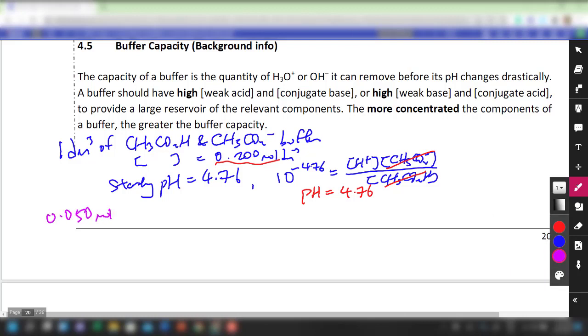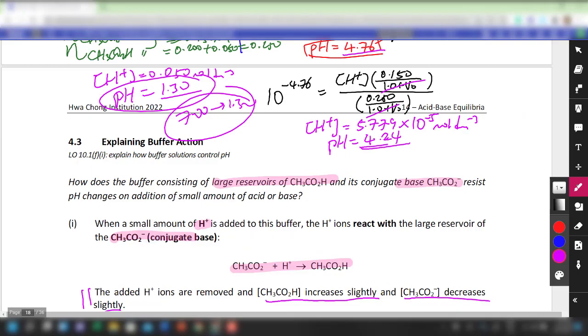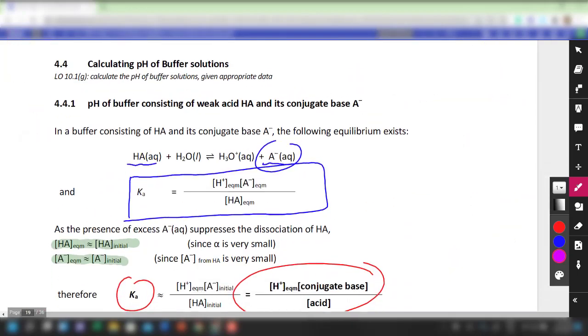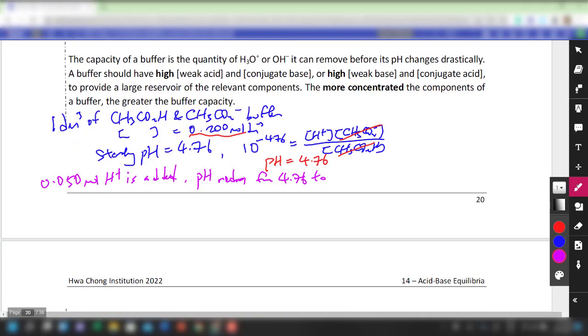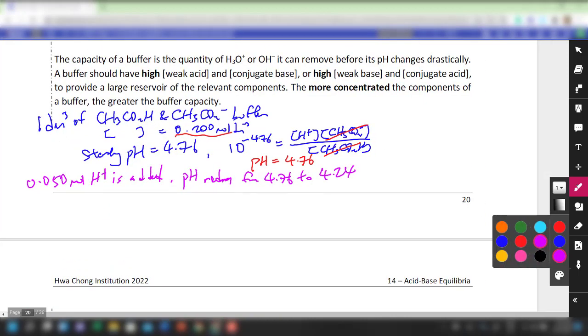Okay, then after that, 0.050 moles of H plus is added. And then without going to the calculation, the pH reduces from 4.76 to, I forgot the number, so just need to look back, to 4.24. Okay, so right now I'm going to present another scenario to you.